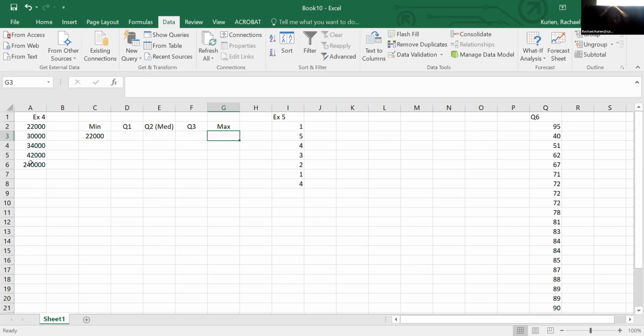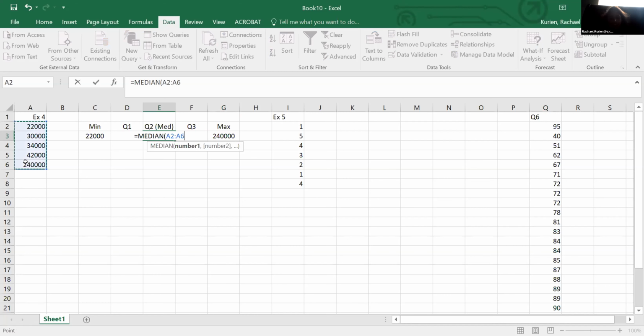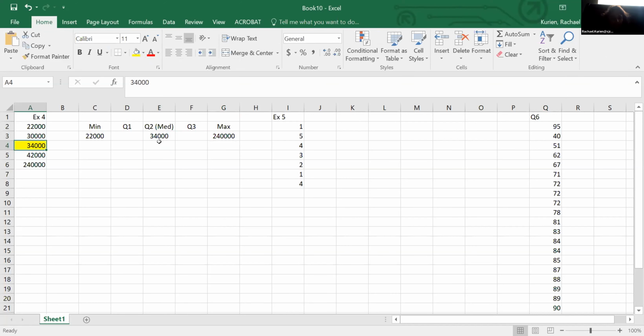All right, let's do our max because these are the easiest ones to do. So we have max, highlight everything, close parentheses, hit enter. And you see it's 240,000. All right, so for median or quartile 2, you've already found that before. So you're gonna type in median and you'll highlight it and hit enter. So it's 34,000. So this is our median.